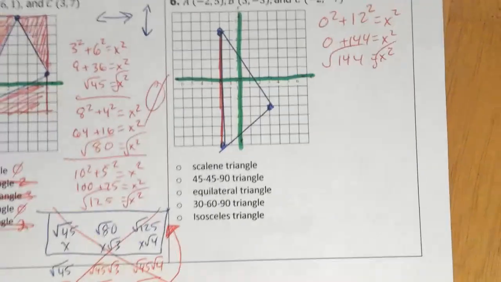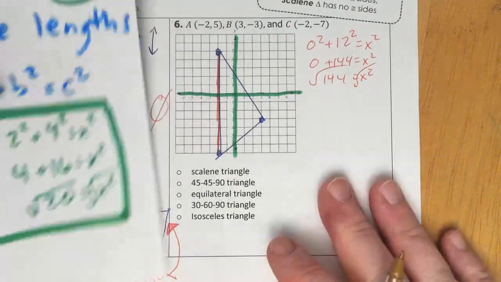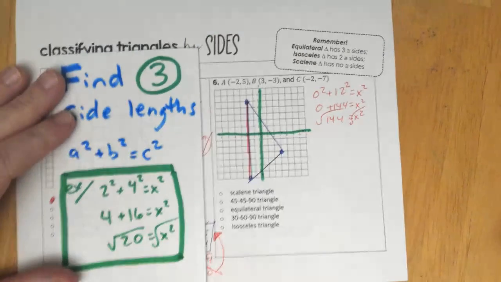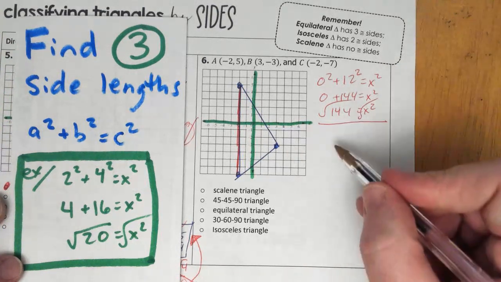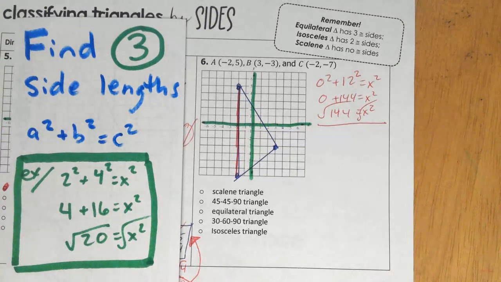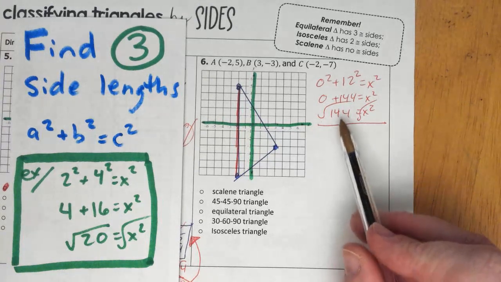Okay. All right. So what I want you to do is pause the video and find the other side lengths of this. So pause the video, and you're going to find the 3 side lengths. We already found one. Go find the other ones. Okay, you guys should have found those right there.